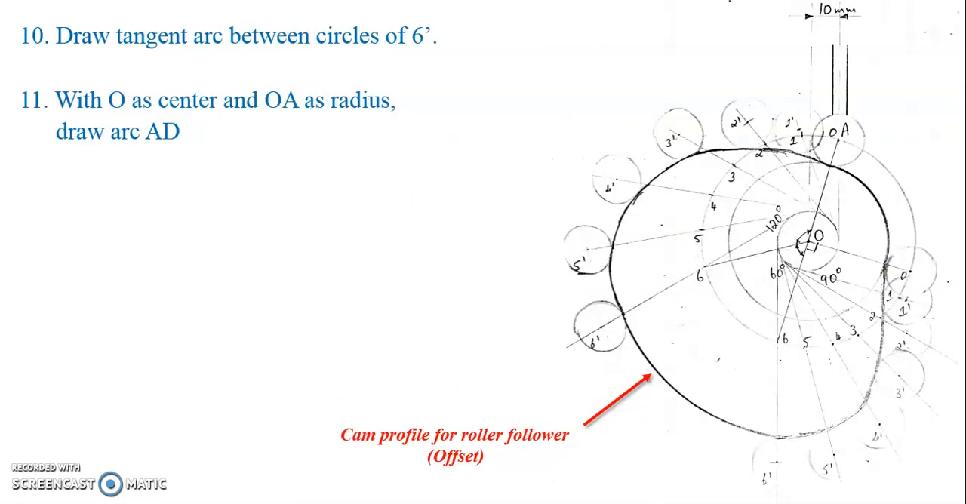Okay, then to complete the sketch, draw a tangent arc between the circles of 6 and 6 dash. Then with O as center and radius equal to the base circle, not OA as it is written there, you can draw an arc from the circle 0 to the other circle 0 and complete the cam profile.